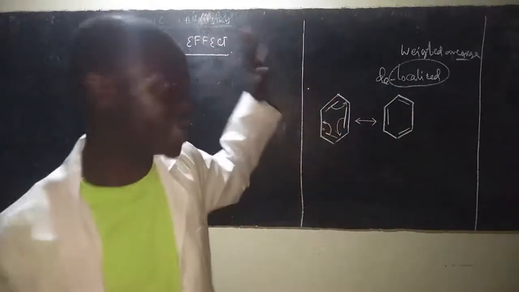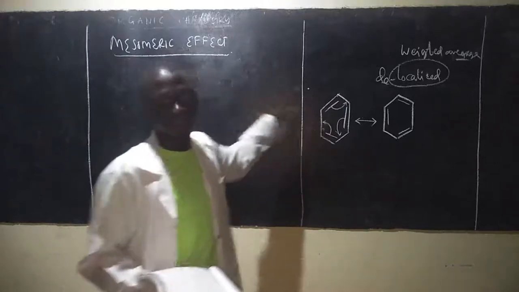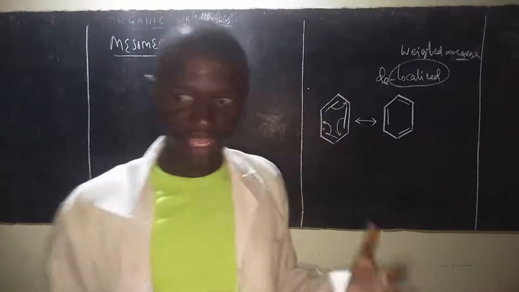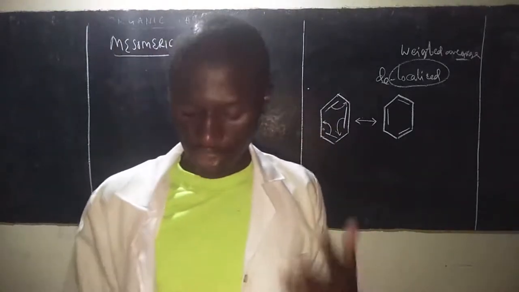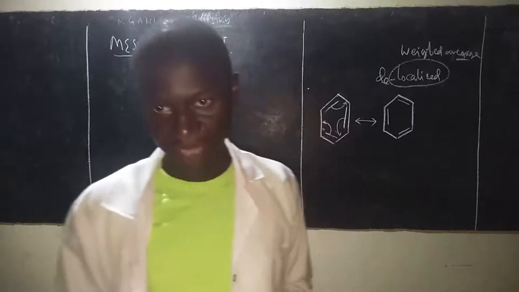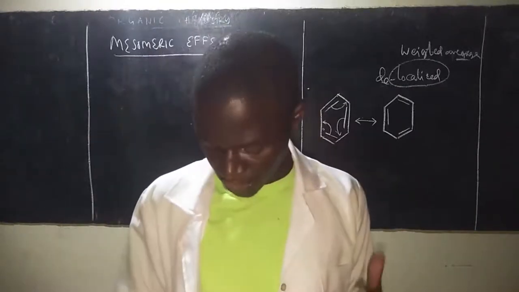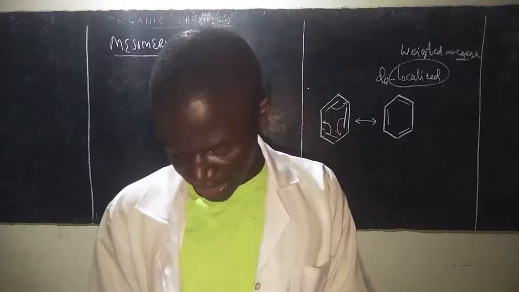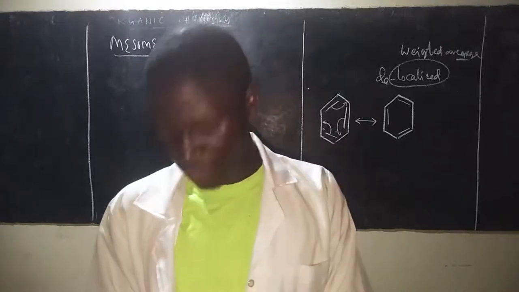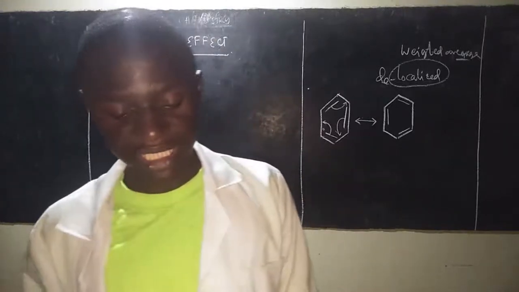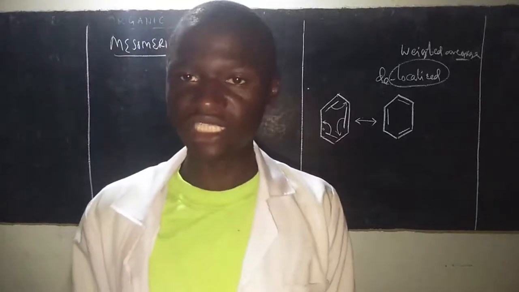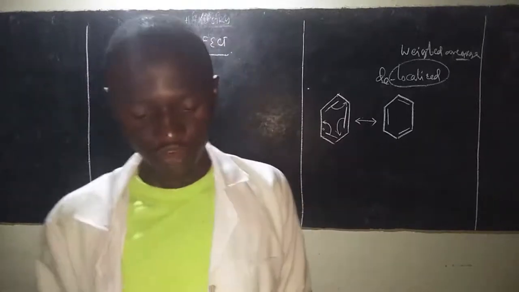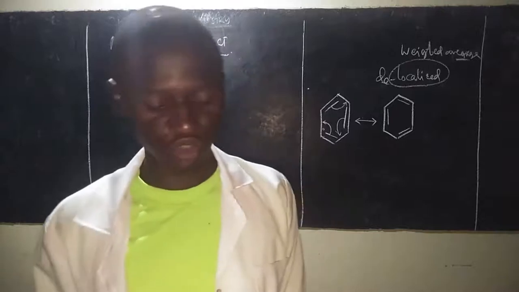Delocalization of electron pairs, some bond in electron pair. So mesomerism refers to the delocalization of electron pairs in a given molecule, in such a way that it creates fractional, not functional, fractional charges on different parts of the molecule.